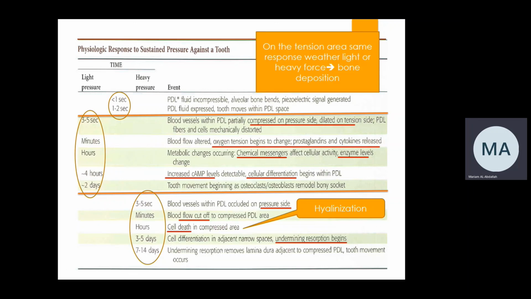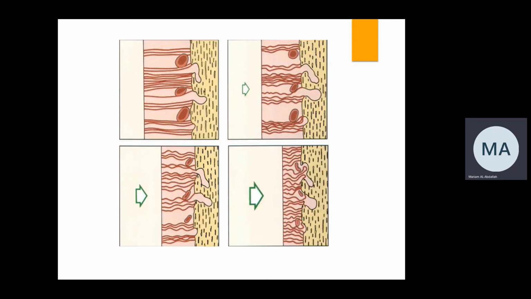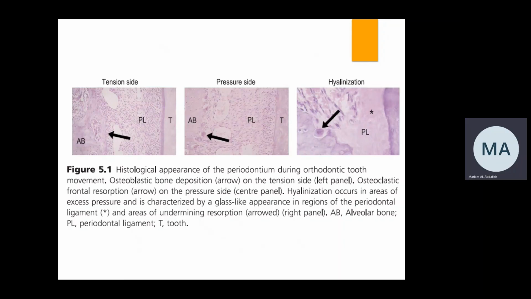Going back to the diagram, I'll come back to this now. So this is a normal light pressure, as you can see, only we have compressed blood vessels. But heavy force will lead to occlusion, a total cutoff of blood vessels. Right. So the first histologic slide here will show you the tooth movement with the frontal bone resorption.